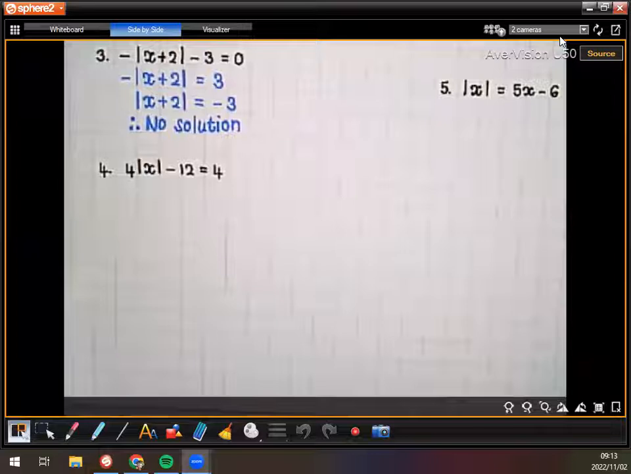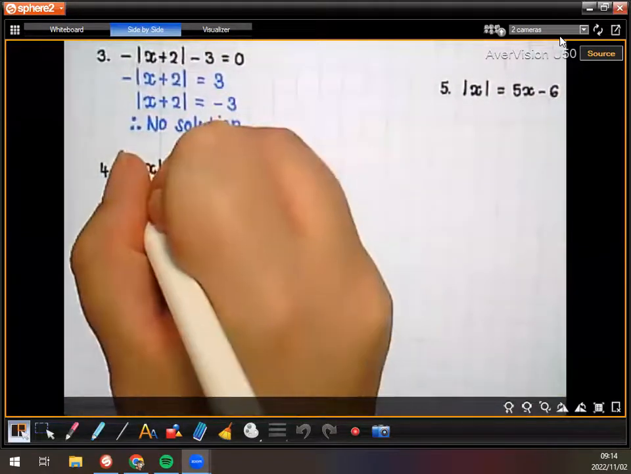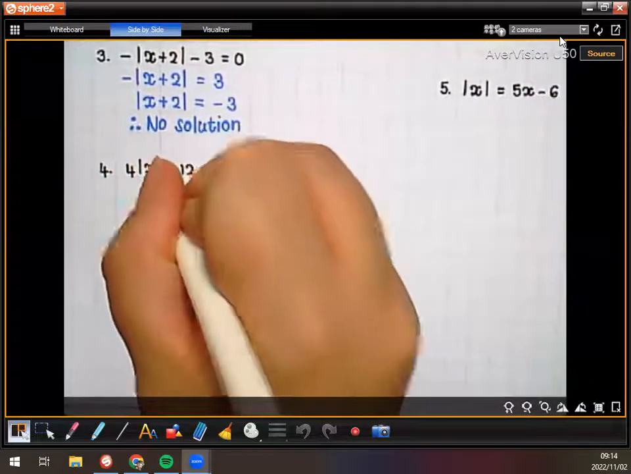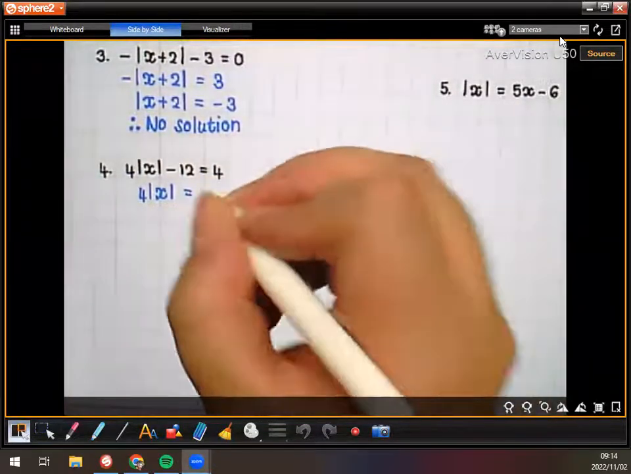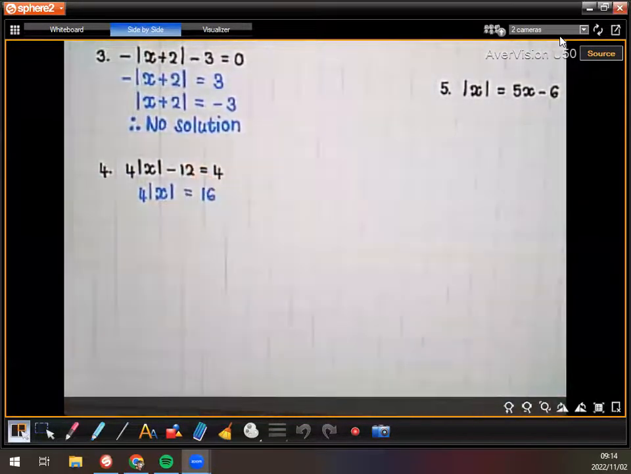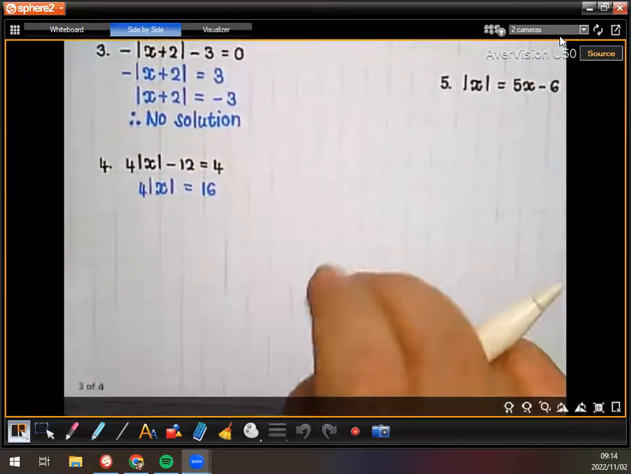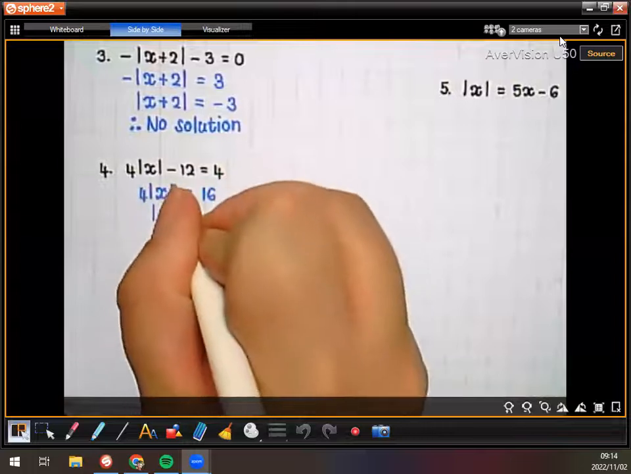Okay, we're going to do the same thing, guys. We're going to get everything on the other side. We just want the absolute value on the left-hand side. I'm going to move that minus 12 over. I'm going to add 12 to 4. We're going to have 4 times the absolute value of x, which is 4 plus 12, which is 16. And now we also want to get that 4 to the other side. So I'm going to say 16 divided by 4, which is 4.